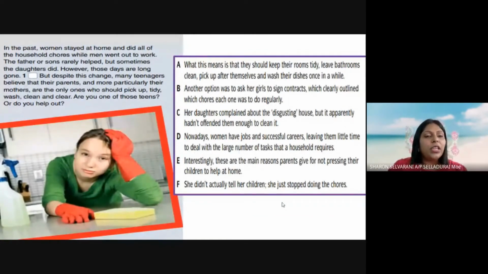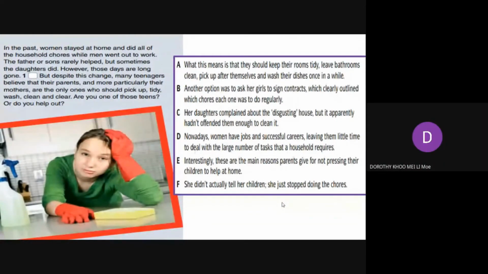So what do you think can you put in that number 1? Which is the most suitable sentence? Okay, look at the examples and see which can fit in. Who wants to try? B, teacher. Pardon? What's your answer? B. D, is it? Yeah. Any other answers? Only one answer?